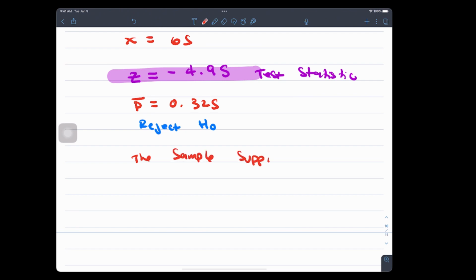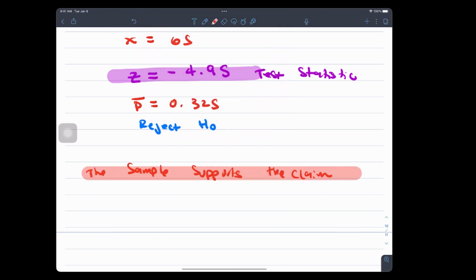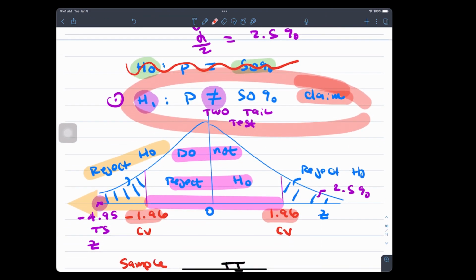Sample supports the claim. Who says those mathematicians aren't romantic? You say, well, that's not really romance. Maybe not. I don't know what you want to call it. Sample supports the claim. Okay? And it goes back to that very, very simple idea of rejecting and not rejecting. Okay? What do you guys think?